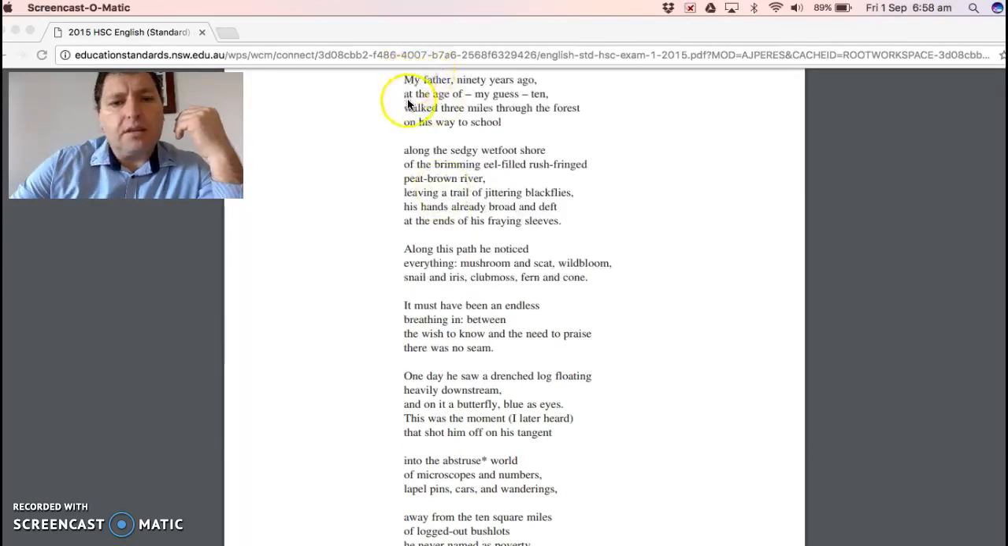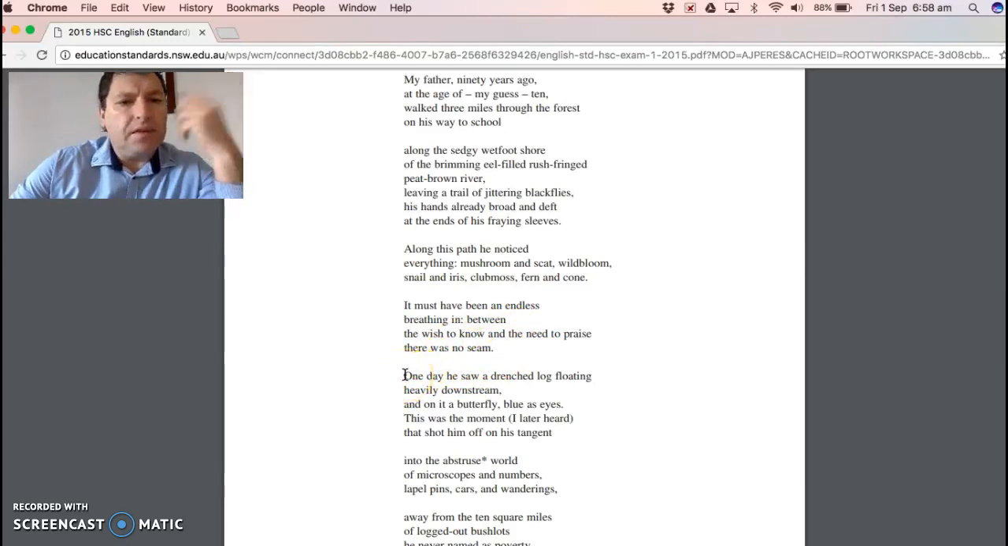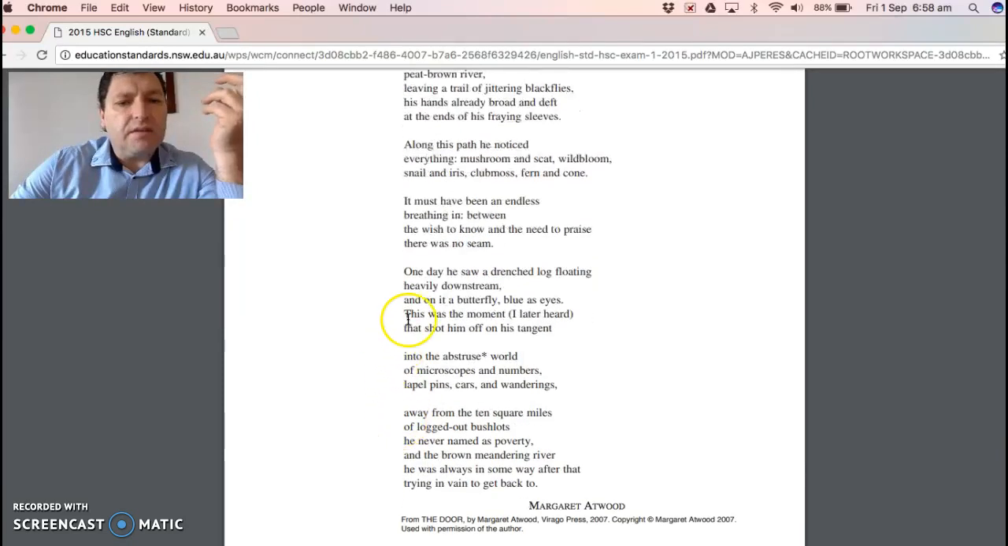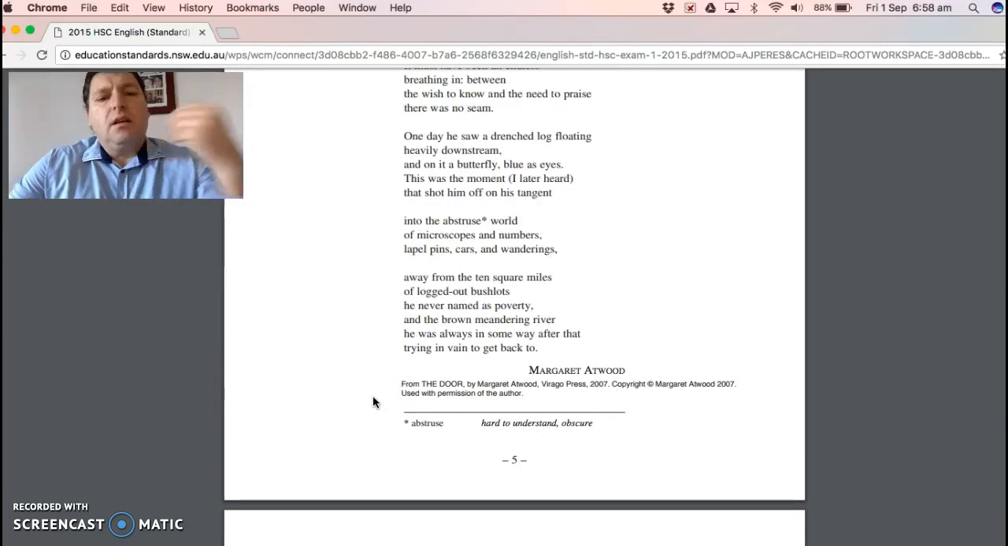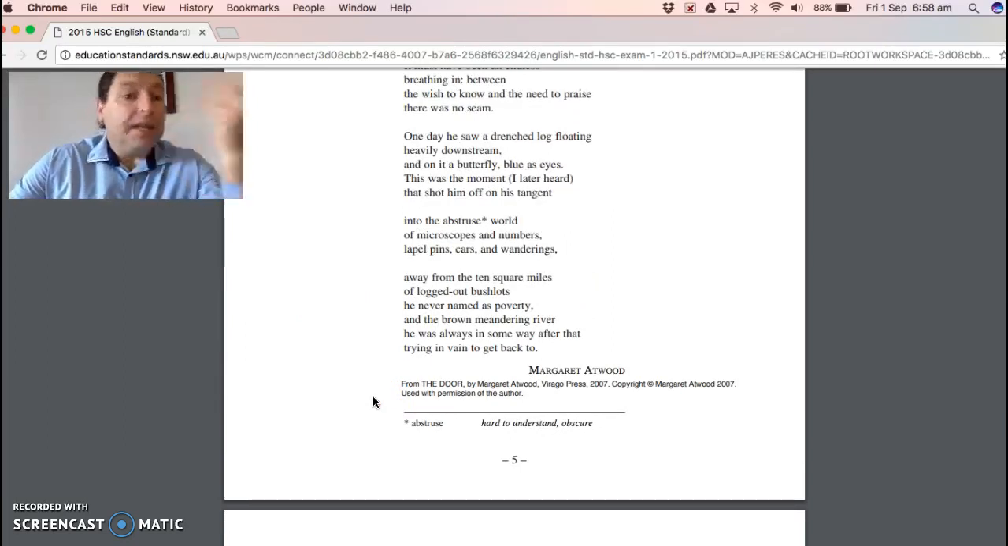The opening stanzas, which sort of run down the line here, and we get to the scene there. And really, there's a big gap because the sentence ends here, and then you get the change of when the father saw the butterfly and his life changed forever. One day he saw a drenched log floating with the butterfly. So you note that, you say, okay, there's something going on here. The discovery of the butterfly was actually the discovery of something much, much bigger.